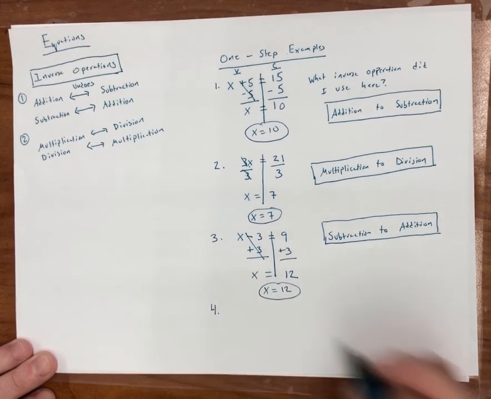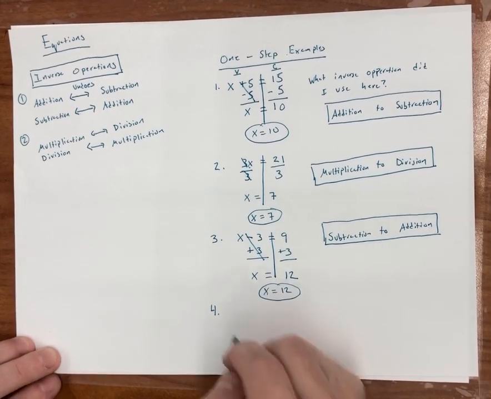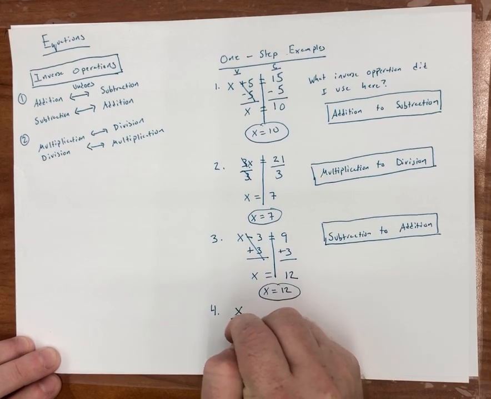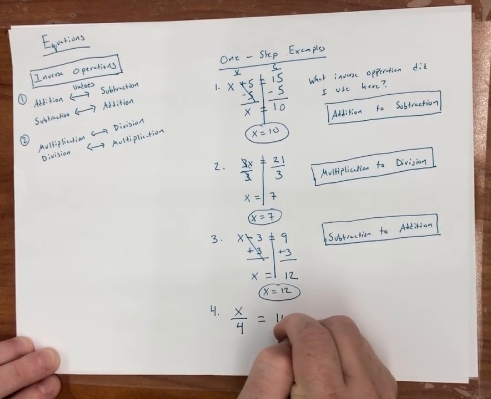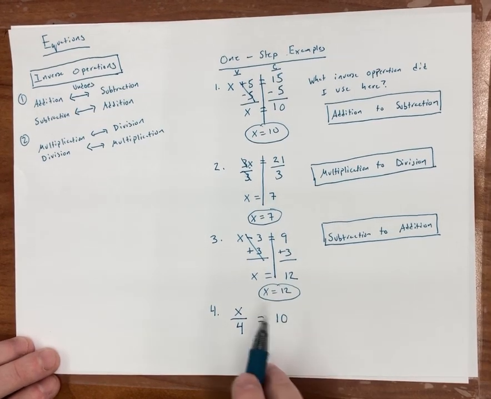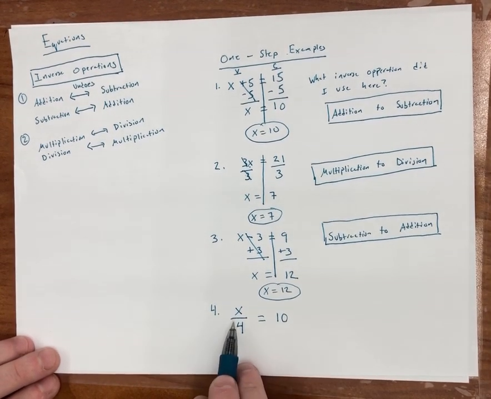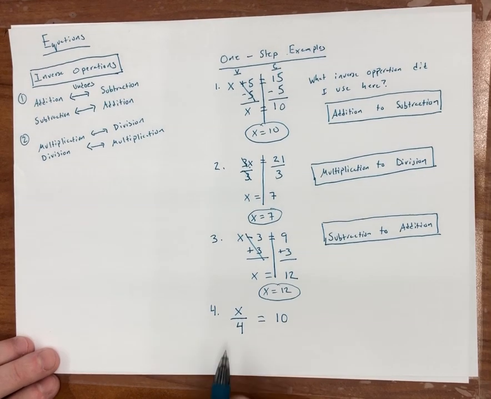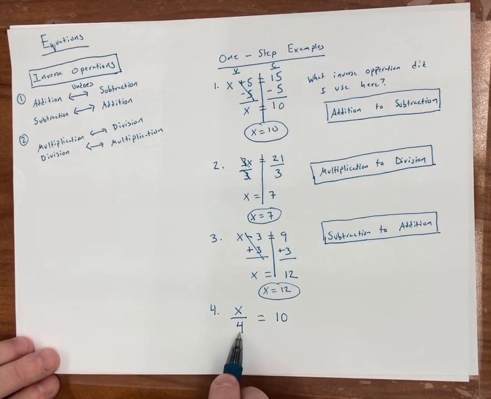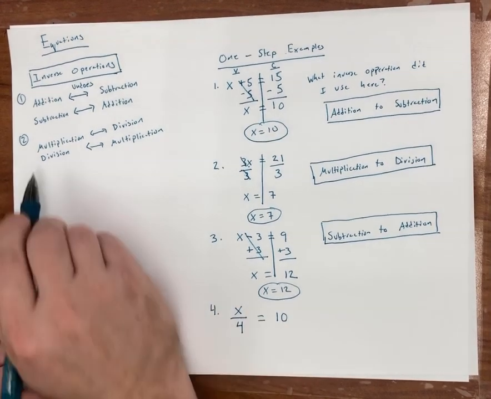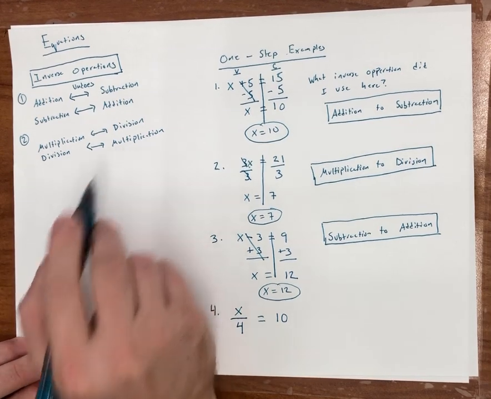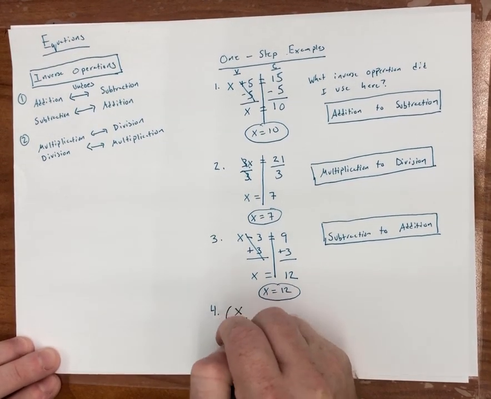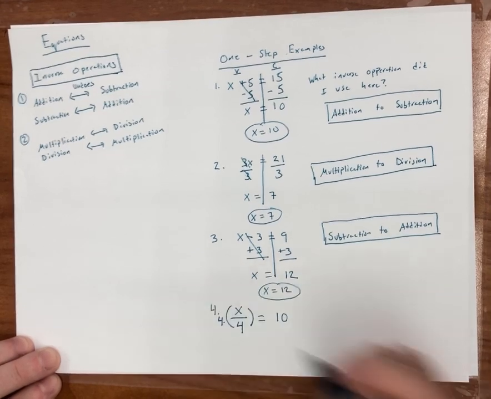And we have one more example. Our last example is x divided by 4 is equal to 10. Before we get started, remember we have an F word, which I do not like to use. It's just division. So x divided by 4. So if I'm dividing by 4, my inverse operation of division is multiplication. So I need to multiply this side by 4.